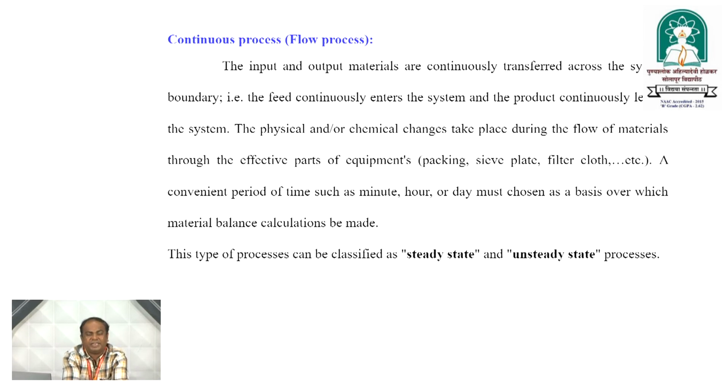And similarly, all the processes we have discussed till now, a batch process, semi-batch process or continuous process, these three different processes can be a steady state process or an unsteady state process. So we can say these three processes, batch, continuous as well as semi-batch, can follow the steady state process, or they can be unsteady state processes or steady state processes. How can they be?